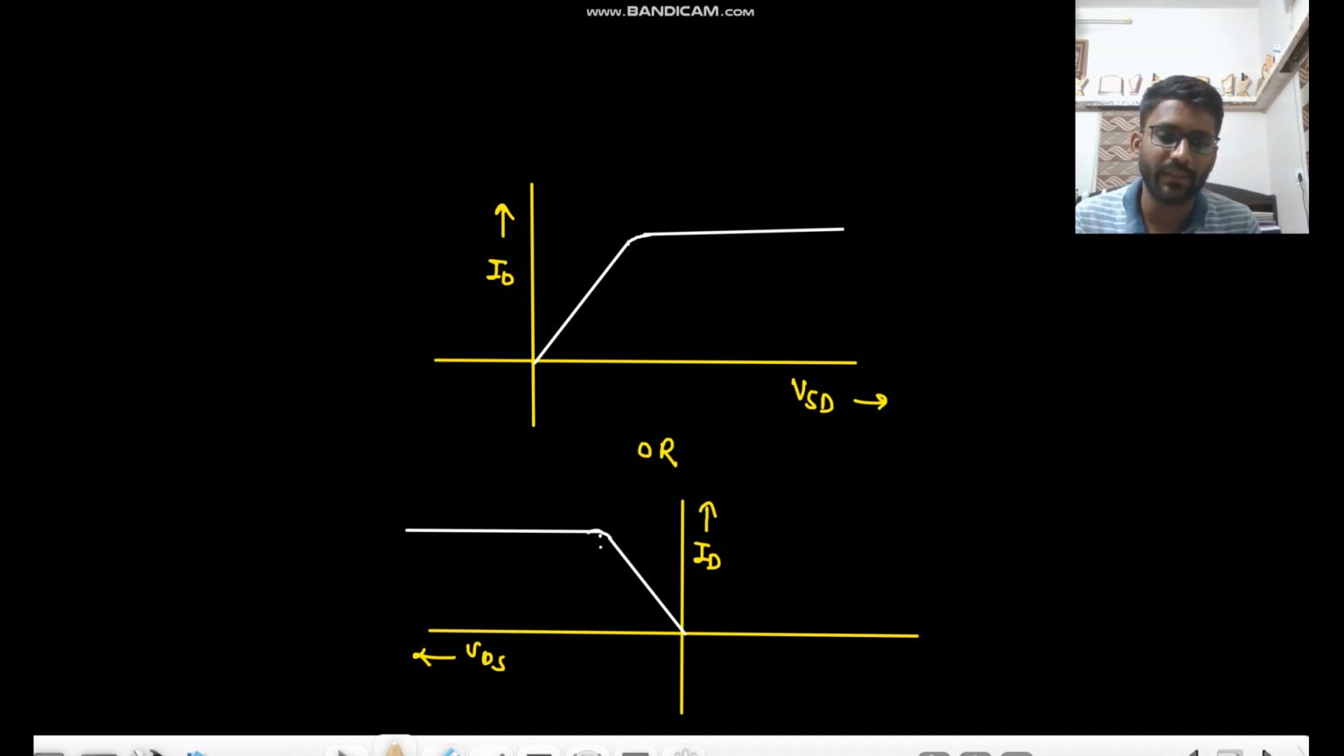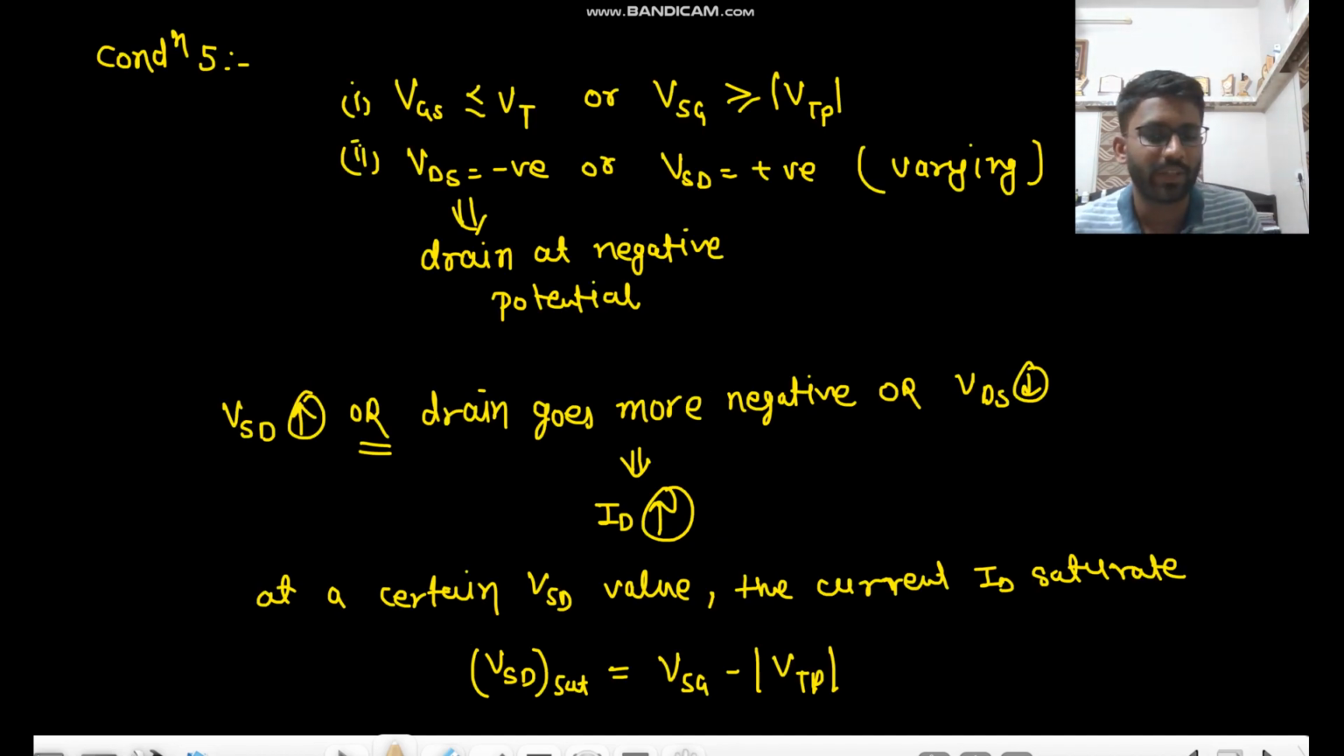And what is this value? This is VSG minus mod of VTP, because this is a positive value. The gate is at lower potential and the source is at higher potential, so VSG will be positive and mod of VTP will also be positive. So after VSG minus mod of VTP, the current saturates. So that's the condition. I hope you are understanding it.